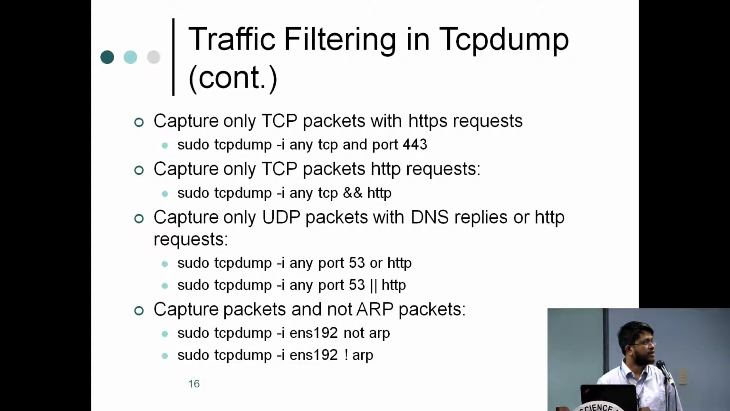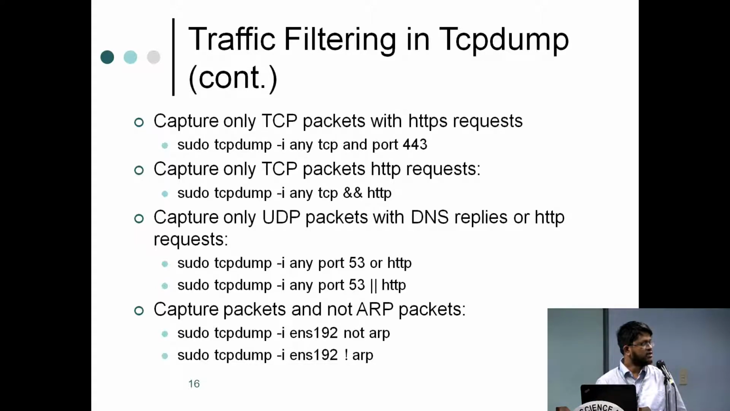for TCP only. And instead of AND, we can also use double ampersand to combine. This is like bitwise operations. So you can use AND or OR options as well. For example, here we are saying port 53 or HTTP. So basically we are saying either capture DNS packets or capture HTTP packets, not others. So this is OR. That means either one is valid, it will capture.